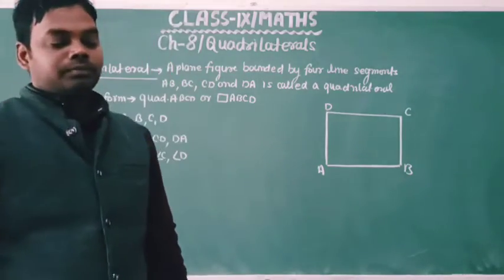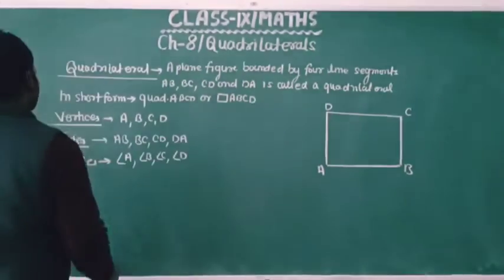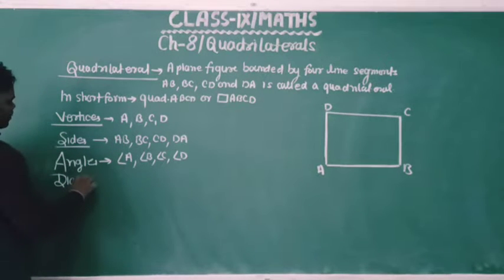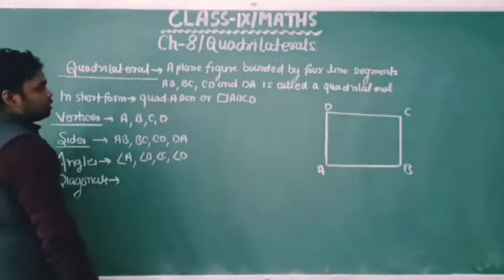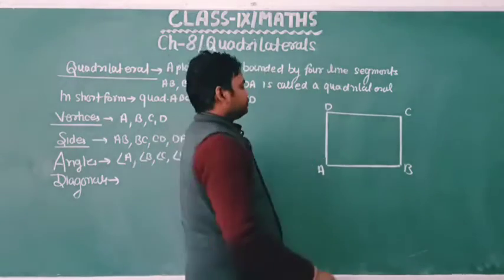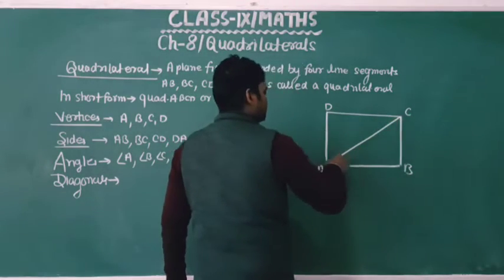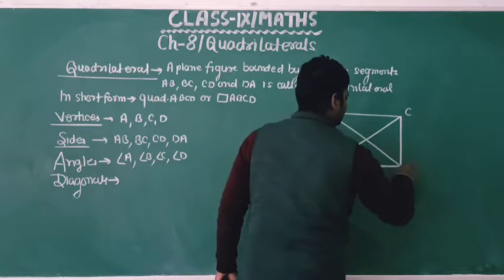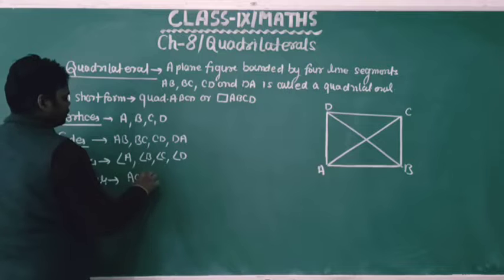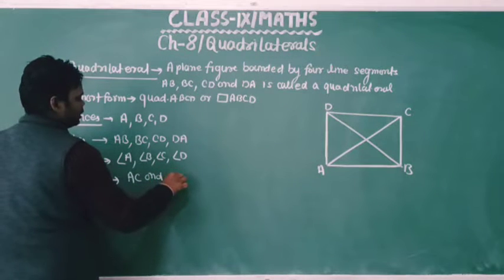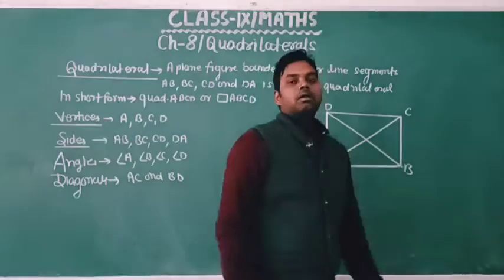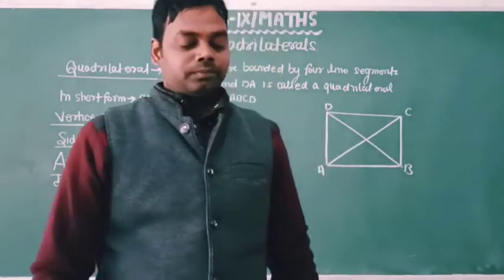Okay, and the next part of a quadrilateral is called a diagonal. A line segment joining opposite vertices is called a diagonal. So we have two diagonals, AC and BD. AC and BD are the diagonals of the quadrilateral.